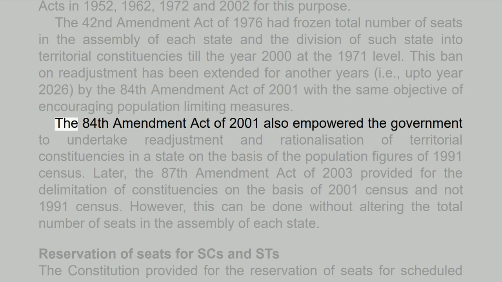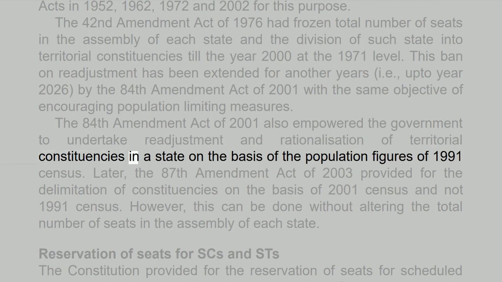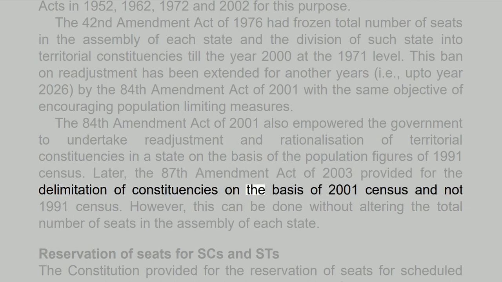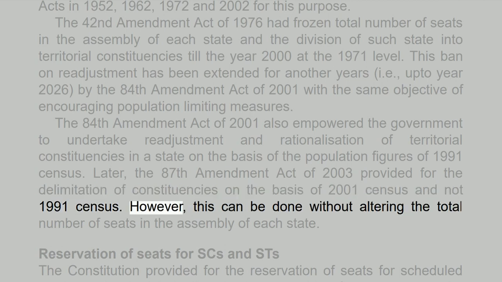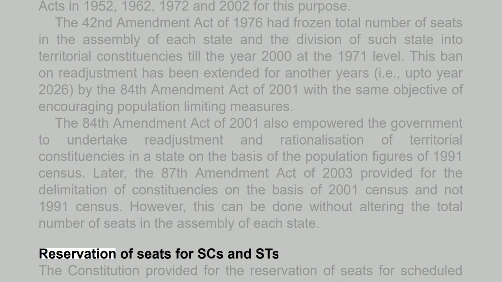The 84th Amendment Act of 2001 also empowered the government to undertake readjustment and rationalization of territorial constituencies in a state on the basis of the population figures of the 1991 census. Later, the 87th Amendment Act of 2003 provided for the delimitation of constituencies on the basis of the 2001 census and not the 1991 census. However, this can be done without altering the total number of seats in the assembly of each state. Reservation of seats for SCs and STs.